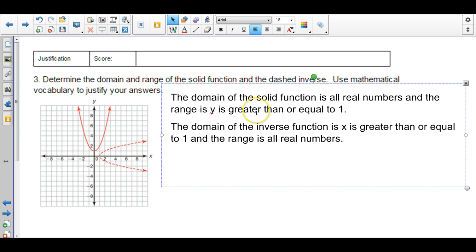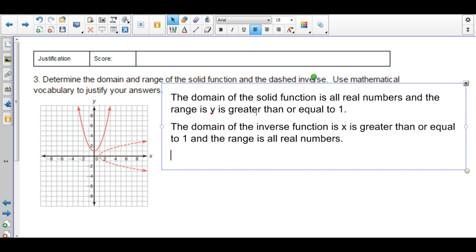Now it says use math vocabulary to justify these answers. Let me think.